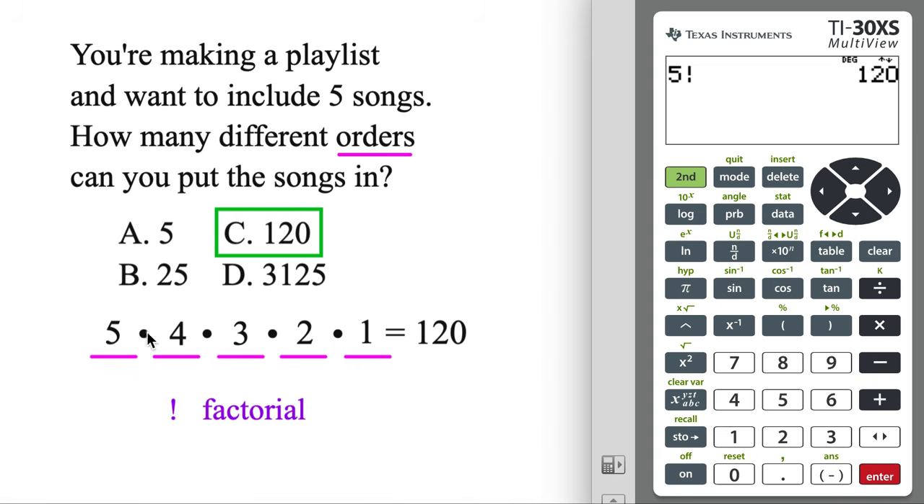Okay, that'll give us 120. And that's the exact same thing as what we did over here. We just didn't have to type in the whole thing. It knew what we were doing, so that's another way to get 120.